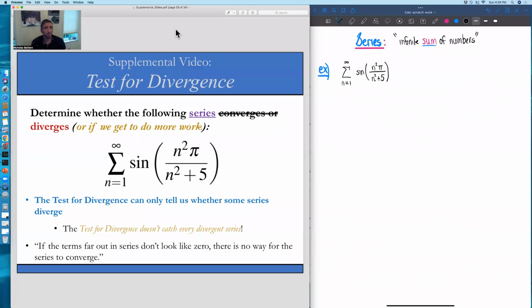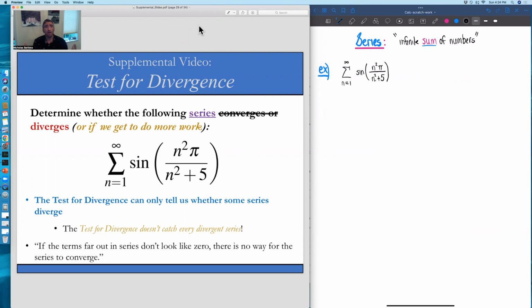In this next example, we're again going to try to use the test for divergence to determine whether a series diverges or if we get to do more work. And this example we're going to do looks very similar to the first example we did, except instead of having cosine, we now have a sine of n squared pi over n squared plus 5.